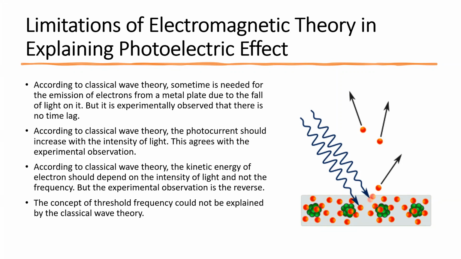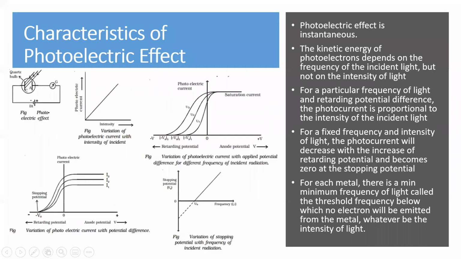And later we will see how Einstein explains the characteristic properties of the photoelectric effect using quantum theory. So let us start. In the last class, we noted a few characteristic properties of the photoelectric effect. One was that the photoelectric effect is instantaneous, which means as soon as the light is incident on the metal plate, it starts emitting electrons. So that is one of the properties.